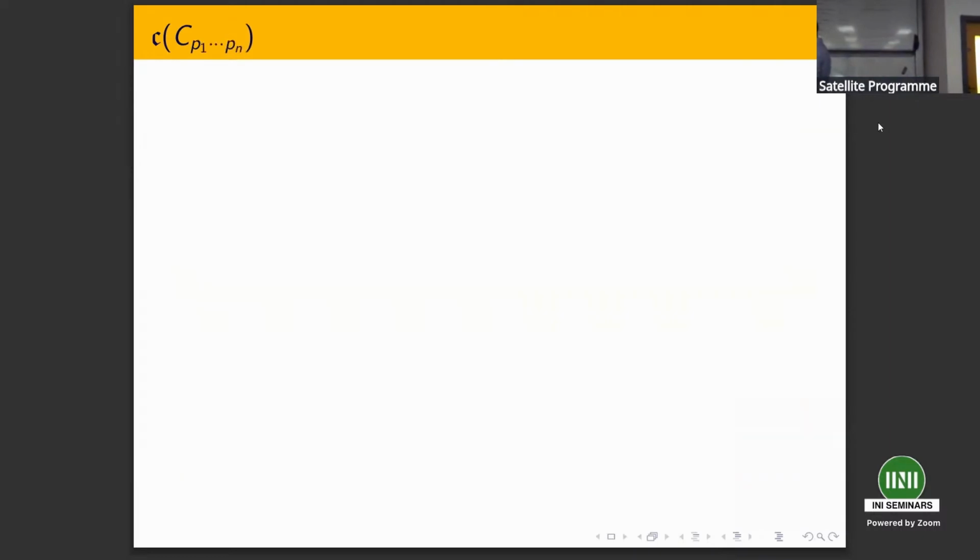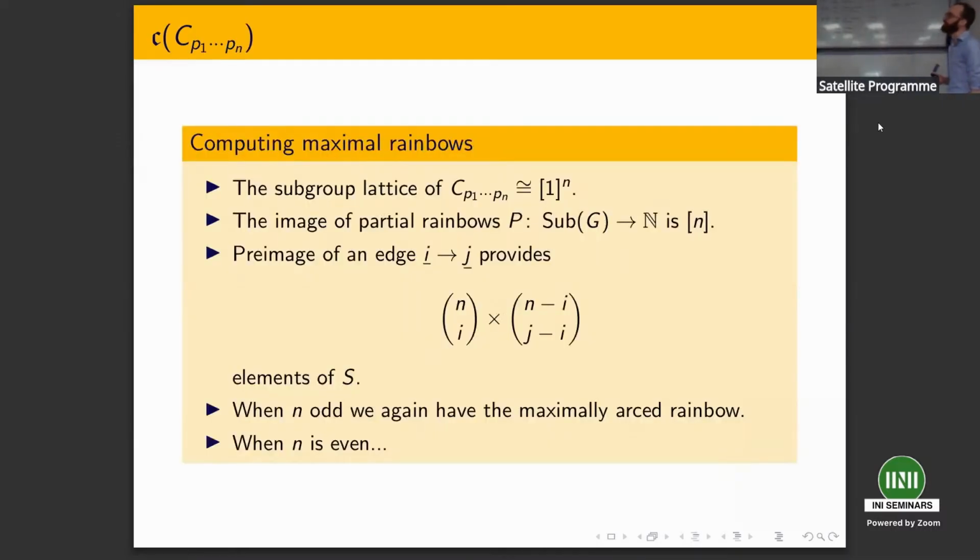So let's talk about square-free cyclic groups. Cubes. We just did the same trick again. So I'm going to compute the maximal rainbows. I take the subgroup lattice, which is just 1 to the n, it's the n-cube. I push down using this map P, this goes to the lattice n. And this is now just very standard combinatorics. You can work out if I have an edge from i to j in here, and I pull it back, this is the number of combinations you get in your cube. You just look at the combinatorics, you write it down.